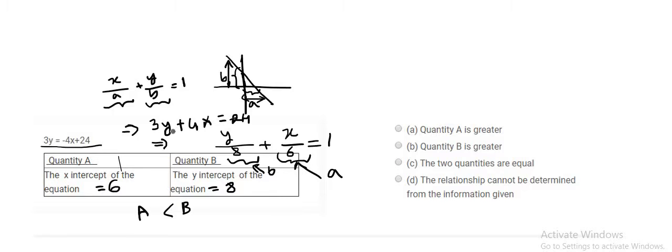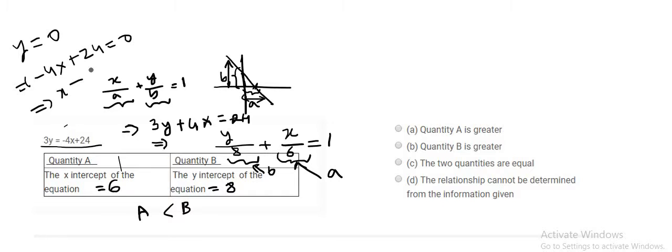We can also do this alternatively. So for the x-intercept, since it intercepts at x, the value of y is always 0. So if we put y equal to 0 in this equation, then we can find minus 4x plus 24 equal to 0, or x equal to 6.